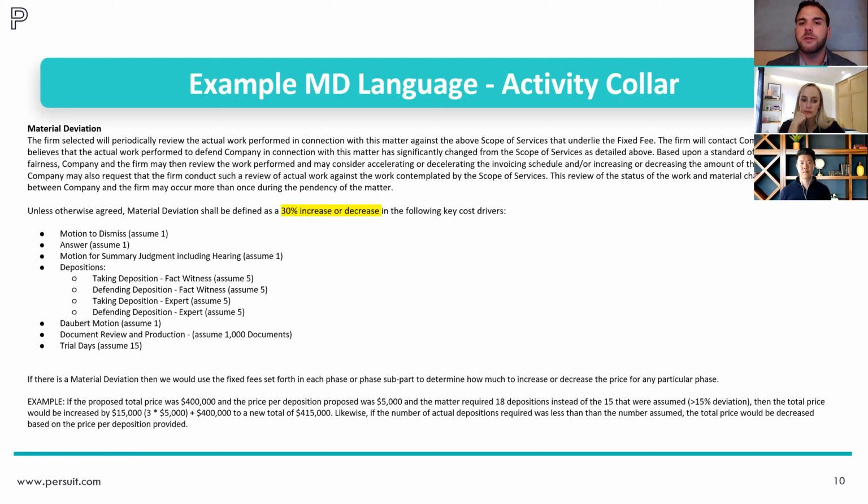You've provided the assumptions. All the proposals that come in are apples to apples on the same set of assumptions. For that reason, the firms feel comfortable dropping their price because they know that they're bidding on the same work that the other firms are bidding on. You get the most competitive price possible. And then both sides feel comfortable that, hey, if my assumptions are wrong, I know how I'm going to change the price if there's a significant change in those assumptions.